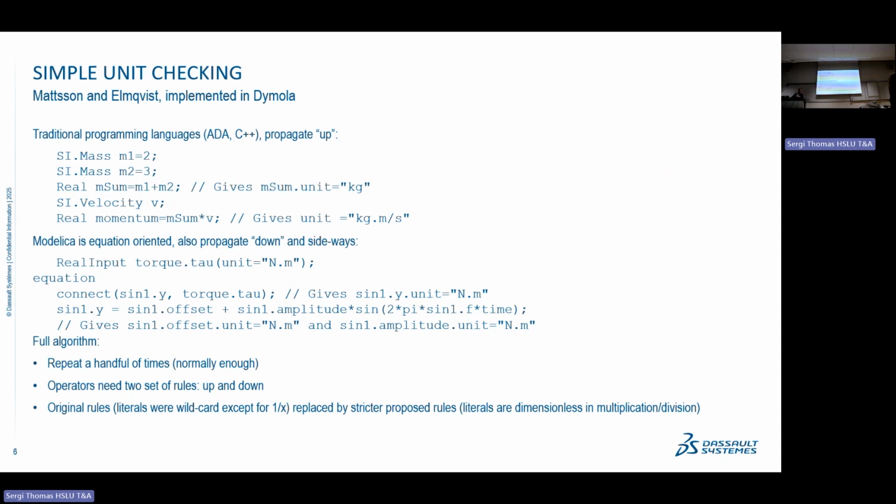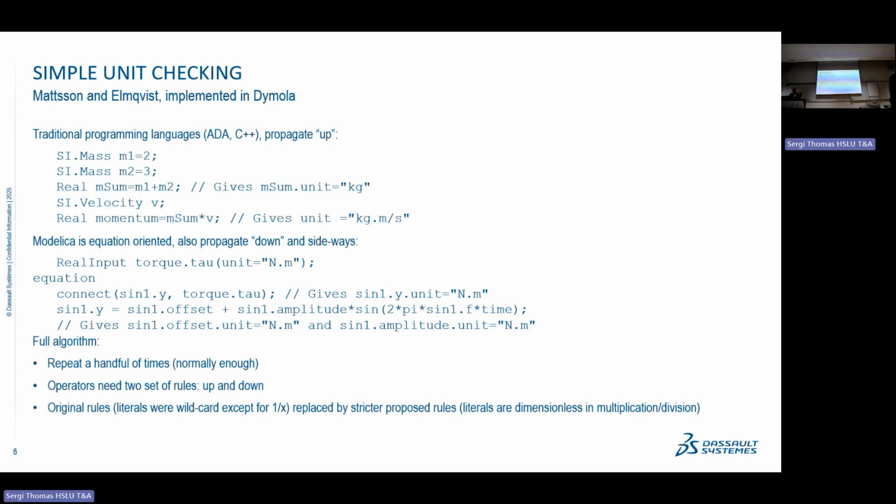What we add in Modelica is that you have equations, so you have to propagate it from either side, sort of sideways, and also down to the terms. So here, if you have a torque with unit newton meters, and connect the sine source to it, then the sine source gets the same unit, and the offset and the amplitude also get the unit, assuming that you know that the sine function output has unit 1.